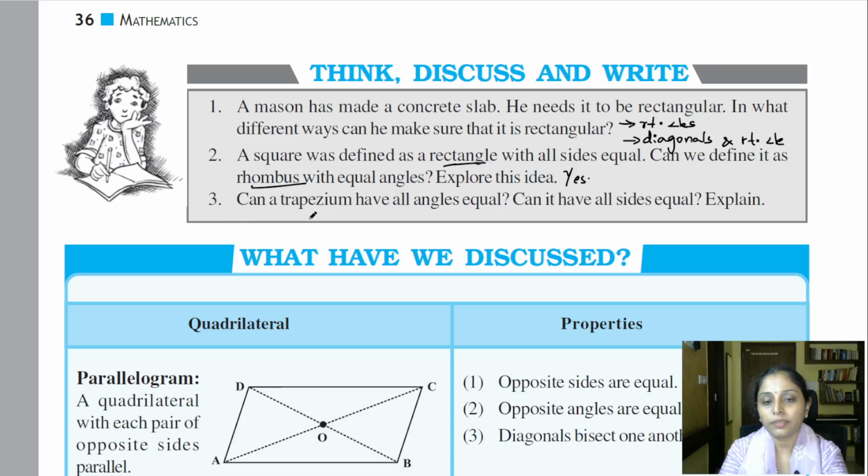Next, can a trapezium have all angles equal? Okay, what is a trapezium? With one pair of opposite sides parallel. So yes, it can have all angles equal. Okay, what will it become? It will become a rectangle. Can it have all sides equal? Yes, it can. What will it become in that case? It becomes a rhombus. So here quickly let us go back to the Venn diagram.